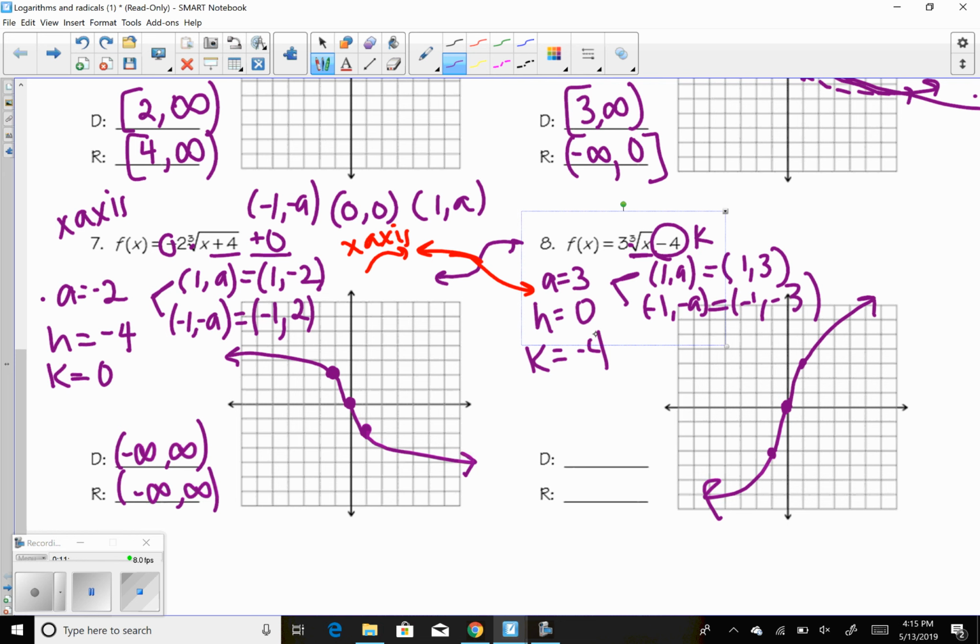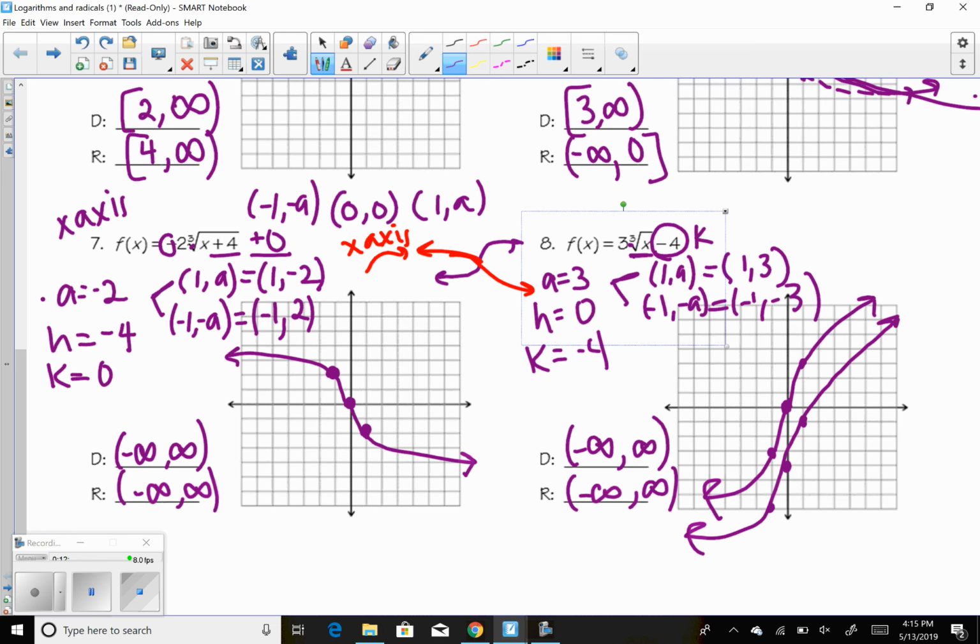All right, so then I'm going to shift horizontally none, and I'm going to shift down 4. So (0, 0) moves down 1, 2, 3, 4. (1, 3) moves down 1, 2, 3, 4. And (-1, -3) moves down 1, 2, 3, 4, all the way at the bottom down there. And then we connect the points. And again, negative infinity over to positive infinity. And that's it.